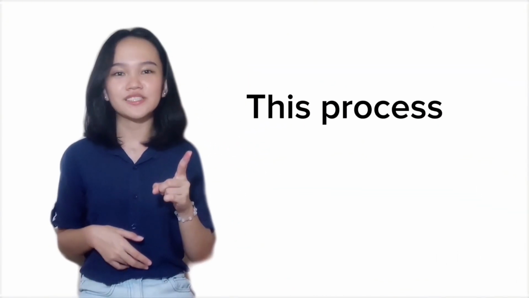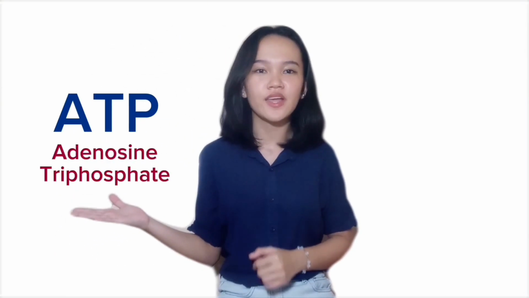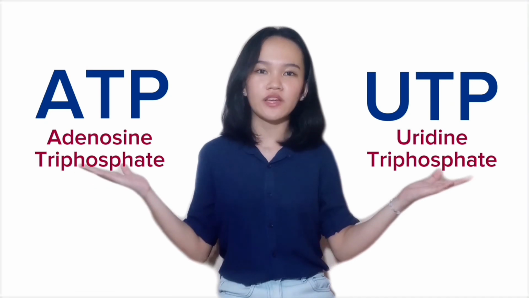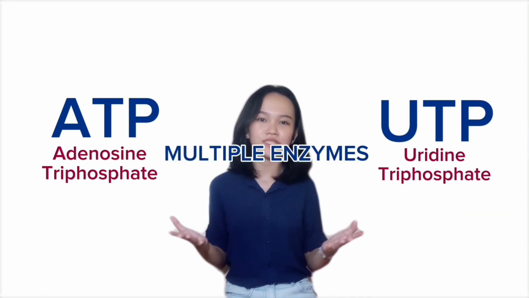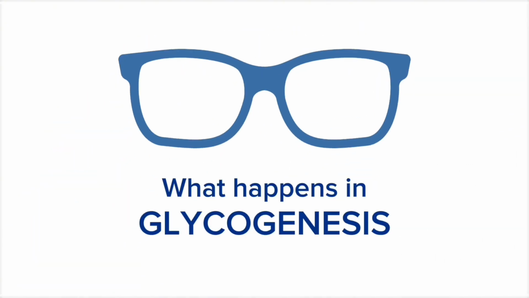And this process is not spontaneous. It requires energy in the form of ATP or adenosine triphosphate and UTP or uridine triphosphate, as well as participation of multiple enzymes. Now, let's take a closer look at what happens in glycogenesis.